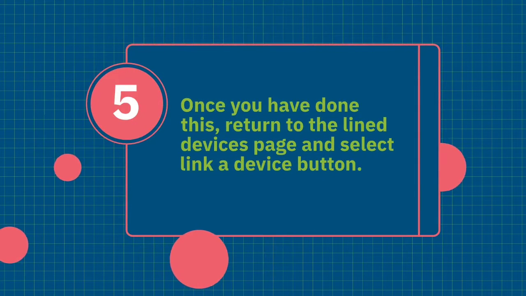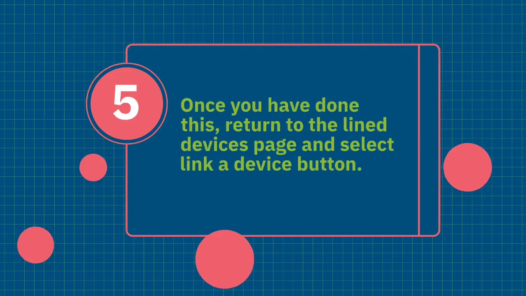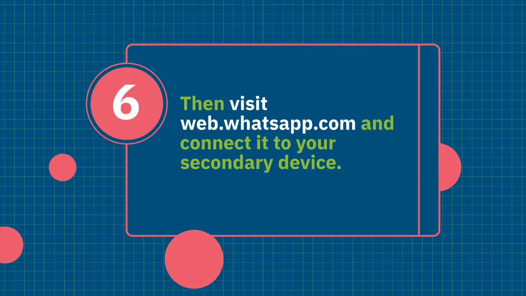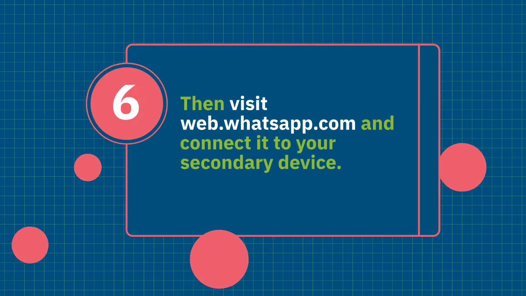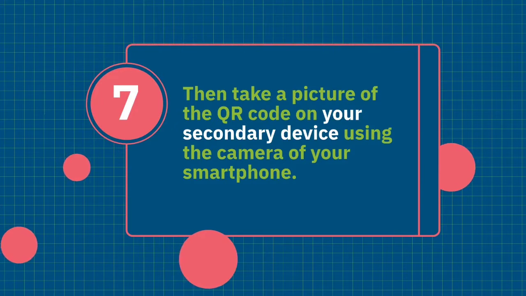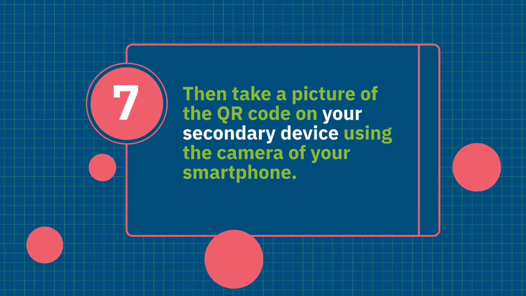Once you have done this, return to the Linked Devices page and select the Link a Device button. Then visit web.whatsapp.com and connect it to your secondary device. Then take a picture of the QR code on your secondary device using the camera of your smartphone.